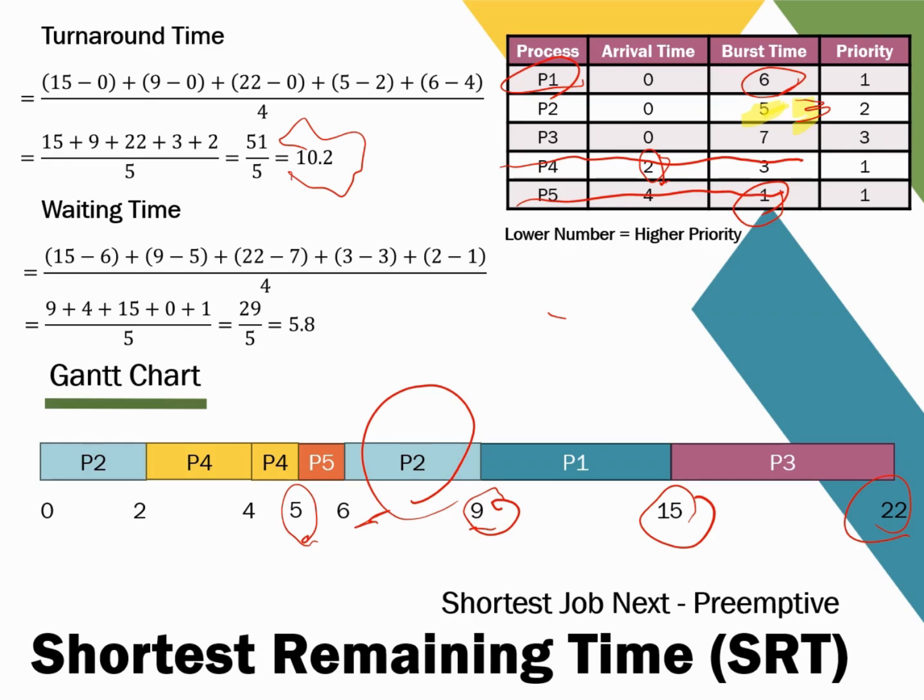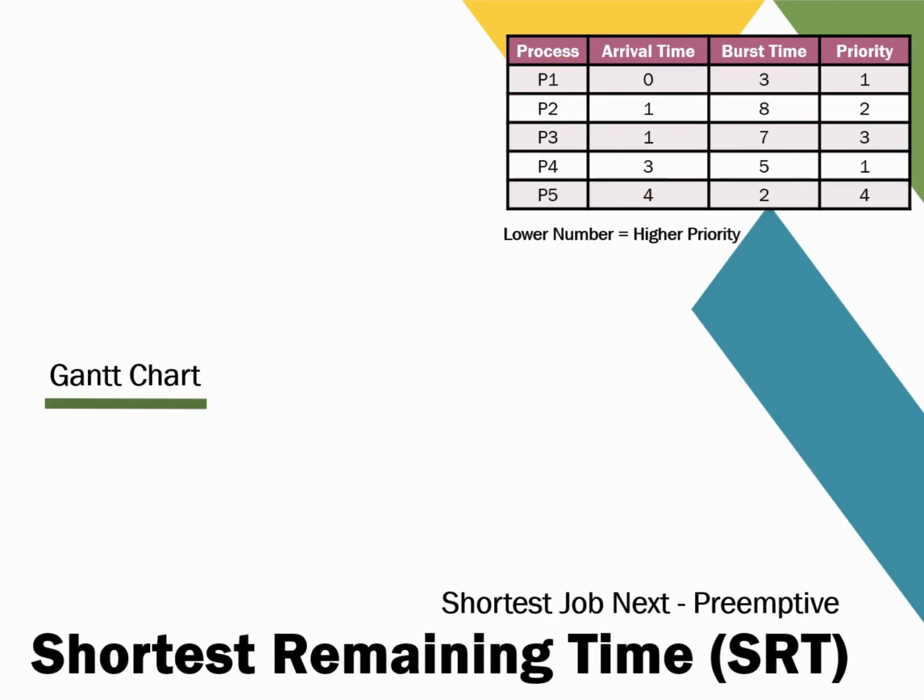Okay, let's talk about another example and have more understanding about the shortest remaining time. Also here we have 5 processes with different arrival time and burst time and also priority. So first of all, at time 0, we have only P1, same as the other. So at time 0, we allocate the CPU to P1 and it got the CPU between 0 to 1.